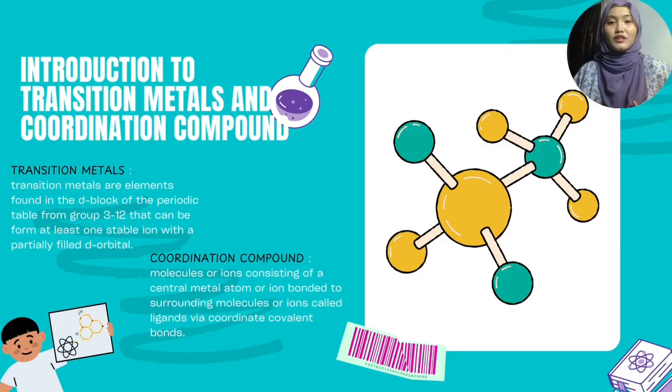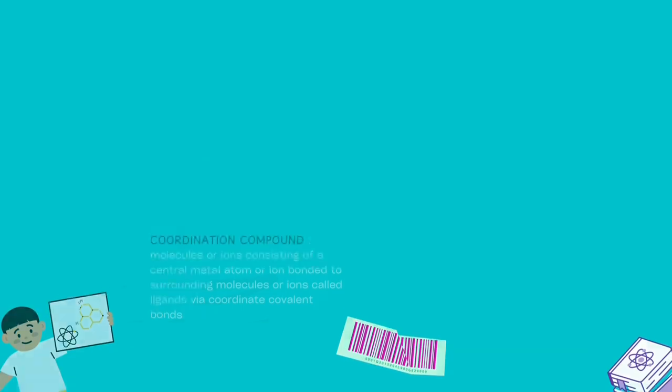Moving on to the introduction to transition metals and coordination compounds. Transition metals are elements found in the d-block of the periodic table, from group 3 to 12, that can form at least one stable ion with partially filled d orbitals. Next, coordination compounds are molecules or ions consisting of a central metal atom or ion bonded to surrounding molecules or ions called ligands via coordinate covalent bonds.